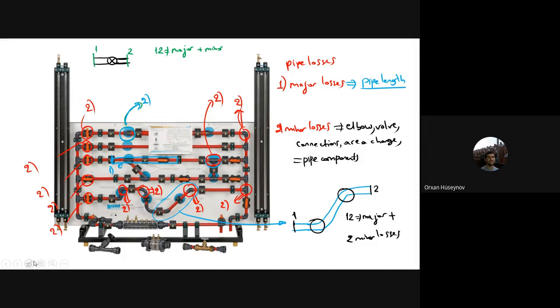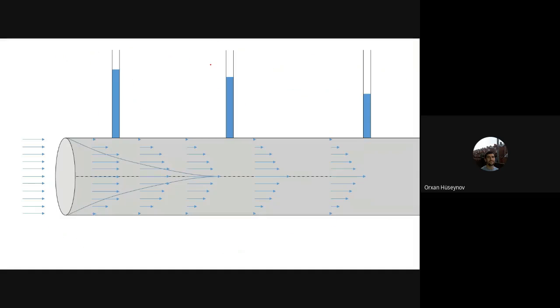Okay, Ali Muhammad Taghi, yes, minor is more important. Why is the minor more important? You can see that this length L is small. Therefore major losses are not so important. Minor losses are important. You can see the name is minor, but it is major. It is the paradox that creates. Okay, so that is the reason of the losses.